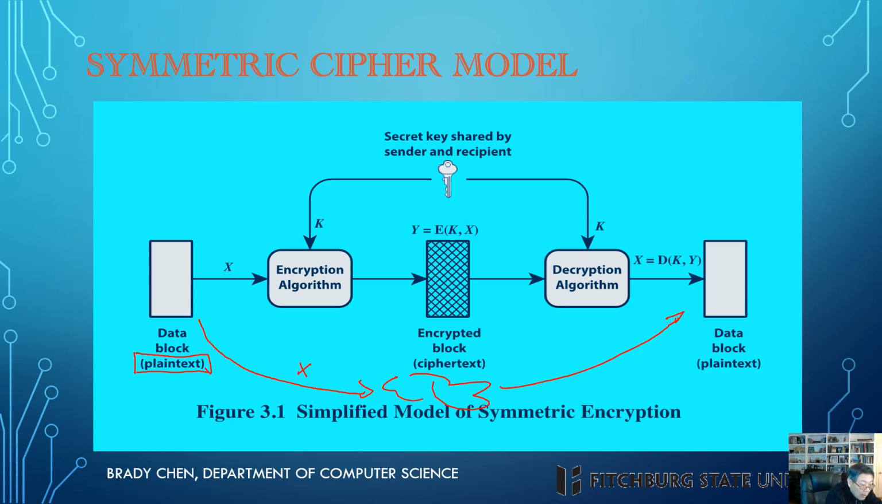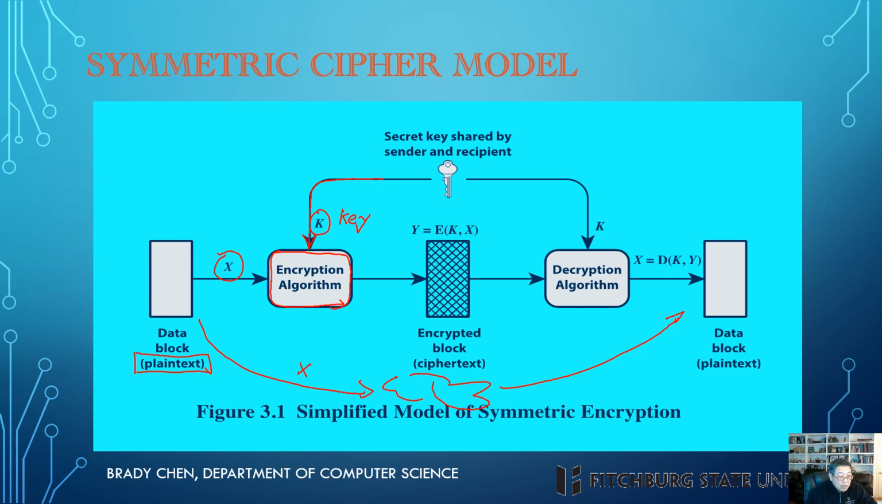Okay. So here, in this symmetric cipher model, we're going to use the algorithm called the encryption algorithm. Okay. Now the encryption algorithm is going to take the plain text X and then mix it with another short message K, which is known as the key. Okay. It's a secret, it's private.